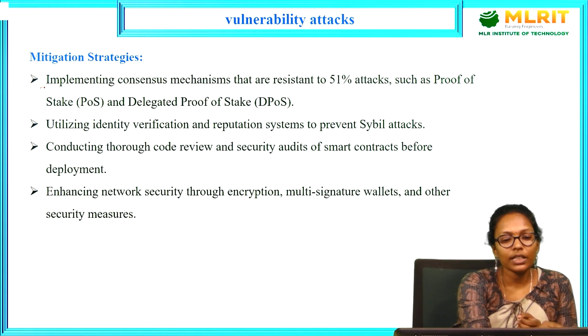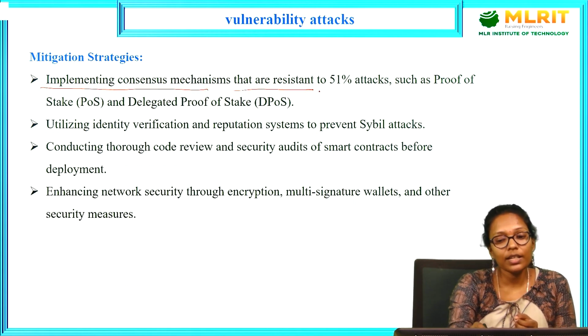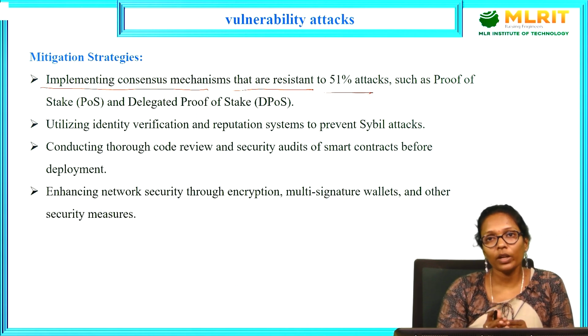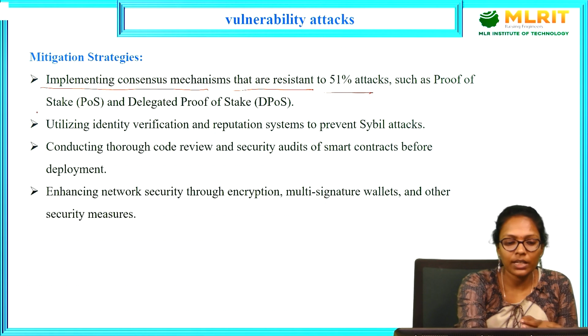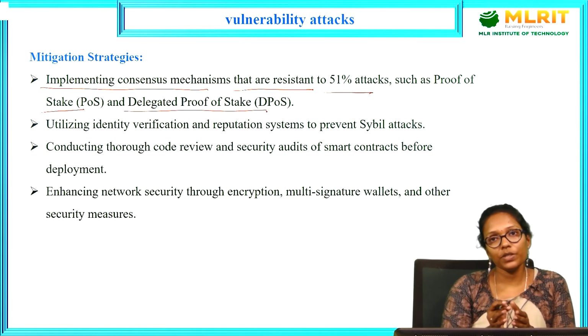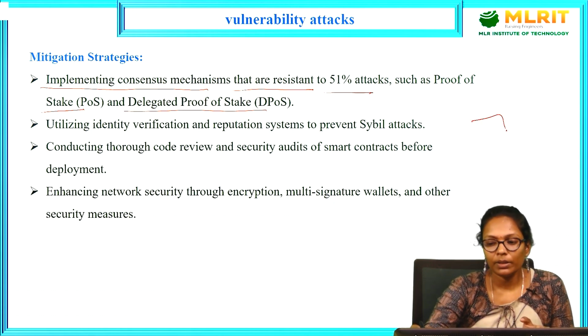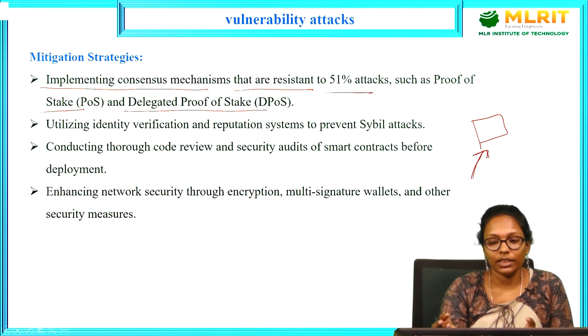First, implementing consensus mechanisms that are resistant to 51% attacks. To overcome 51% attacks, we can use more consensus mechanisms like proof of stake and delegated proof of stake. Proof of stake, in the sense, means that if you want to be involved in the validation process, first you need to stake something as an initial charge. For example, if I want to participate in the voting process or the consensus process, I need to give some stake. That means I need to give some amount initially.